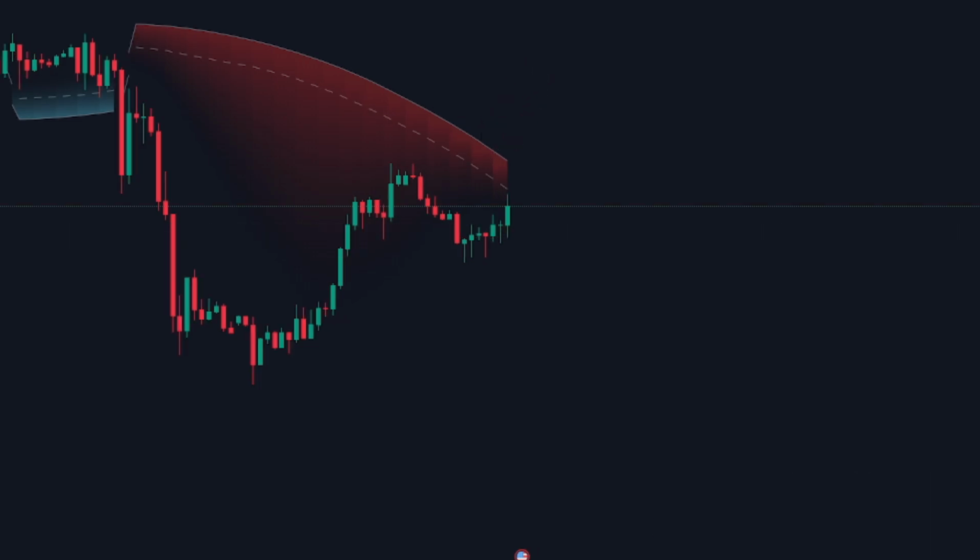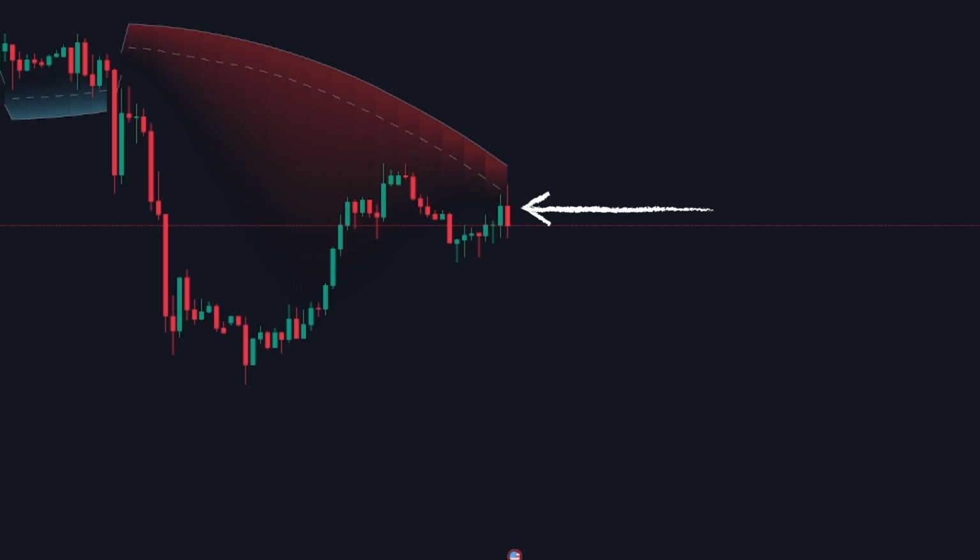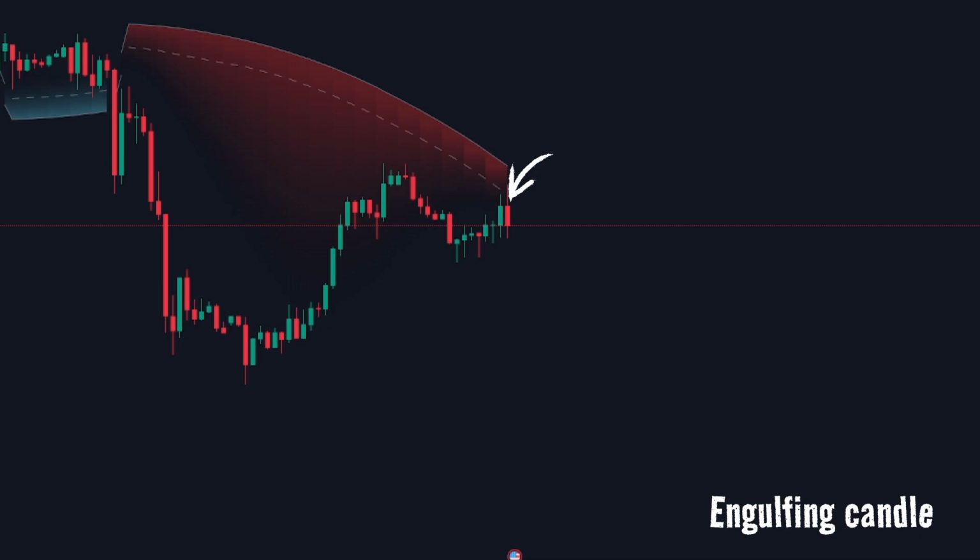Follow these steps. Wait for the price to pull back and touch the dashed line without hitting the upper side of the cloud. Look for an engulfing candle. It could be the pullback candle itself or the next one.